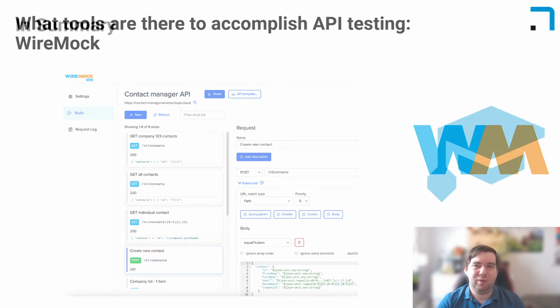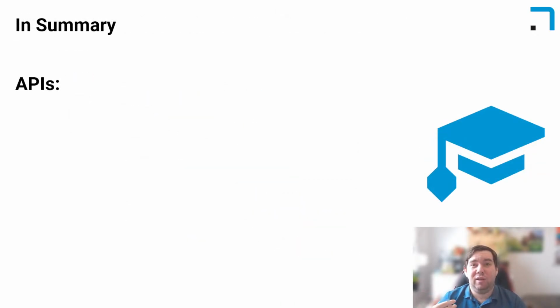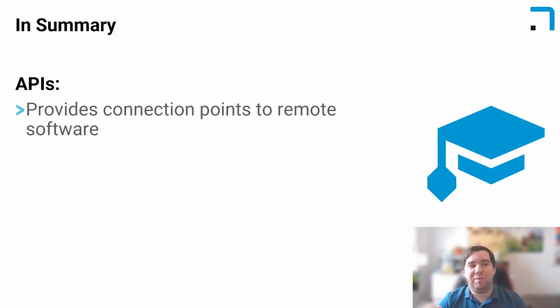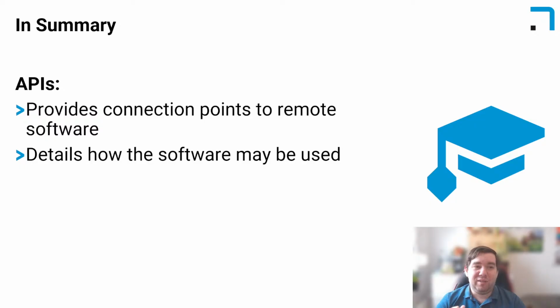In summary, I would say that APIs, in terms of testing, provide connection points to remote software. They are our main way of communicating with remote software that we need to talk to, that we need to test and make sure that they function as expected. APIs detail how the software may be used. There are limitations to the API. Of course, we don't want to give someone access, even if they have authorization, to everything in the system. So APIs are ways to limit how people can interact.